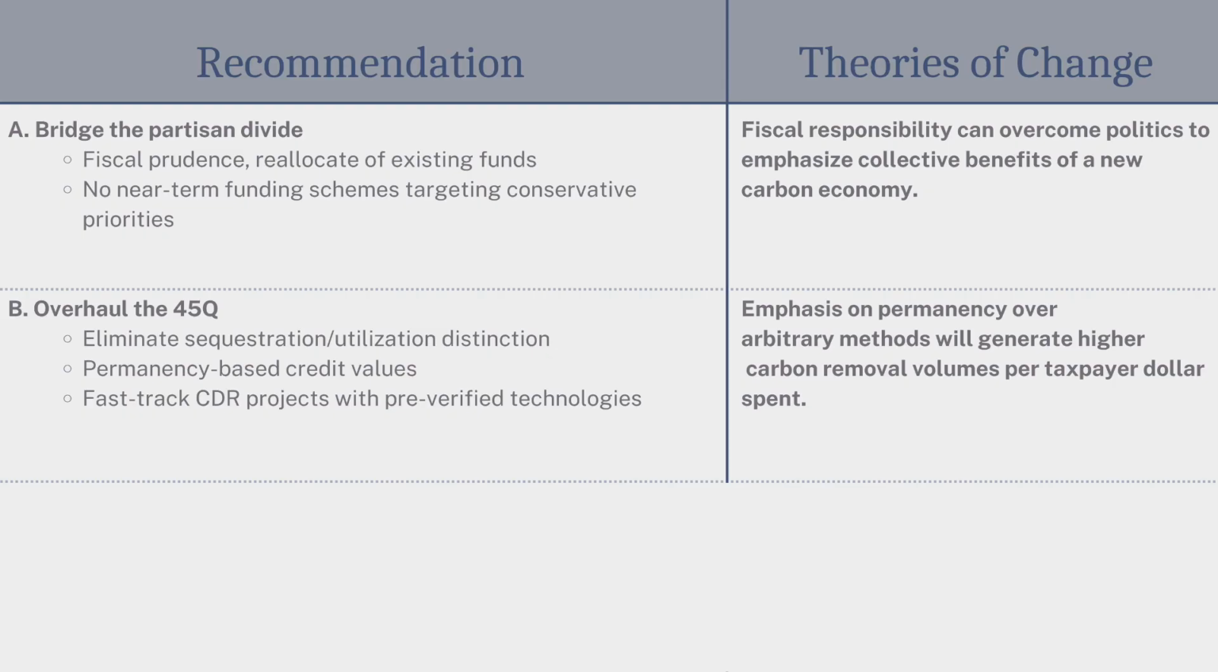My second recommendation is to overhaul the 45Q tax credit program and eliminate the competition between sequestration and utilization methods, because we ultimately need to remove carbon from every source. And rather than setting credit values based on whether it's using sequestration or utilization, Congress should instead create a range of credit values based on how permanent the technology solution is. The theory of change here is that by reforming 45Q to prioritize permanency, we will appropriately incentivize the market to work towards net zero quickly, more efficiently, and more cost effectively.